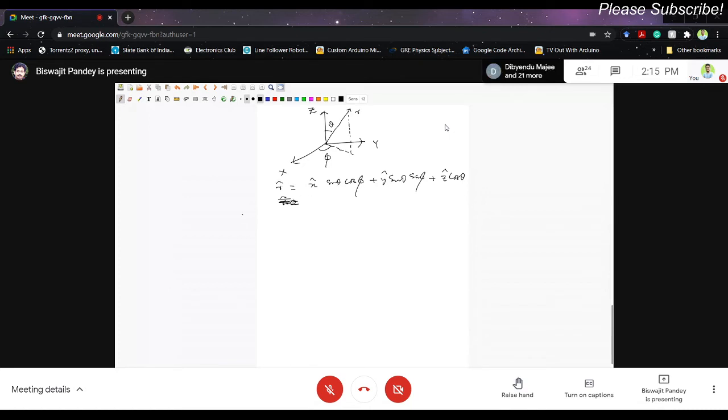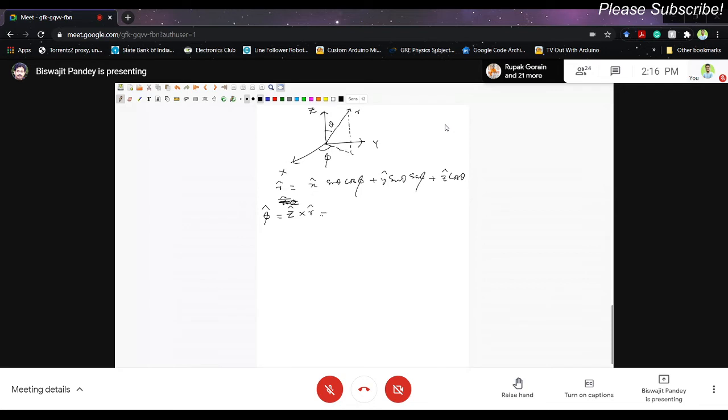This is r cap. What will be phi cap? Phi cap is orthogonal to theta cap. Theta cap is along this direction. Phi cap will be orthogonal to both theta cap and r cap, so that will be perpendicular to the screen here. So phi cap can be obtained by taking the cross product z cap cross r cap. Z is along this direction, so z cross r will be along the phi direction, phi cap.